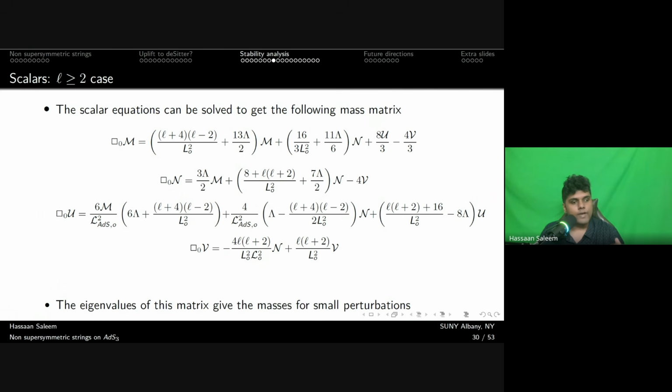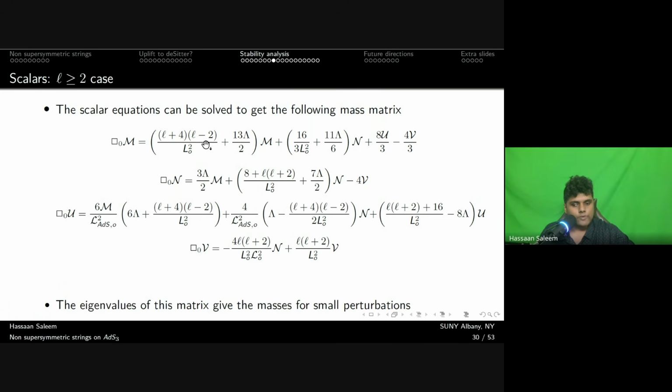Now, if you have to find out the mass squared of these fields, what you do is find the eigenvalues of the mass matrix. That's how you find out the mass squared of these fluctuations. So what we're going to do is find the eigenvalues of this mass matrix and plot them as functions of fluxes and see if they ever violate the BF bound. So that's the plan.